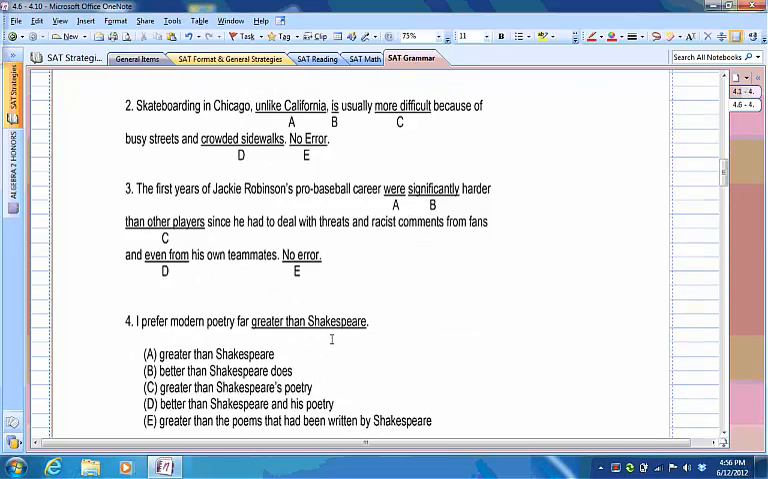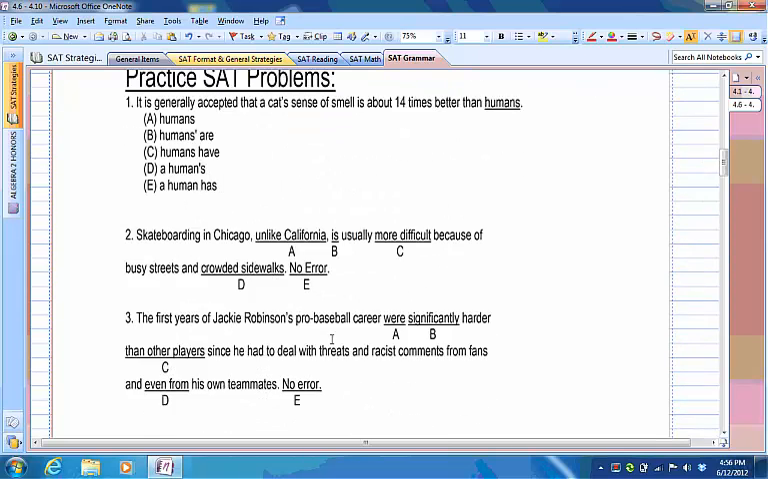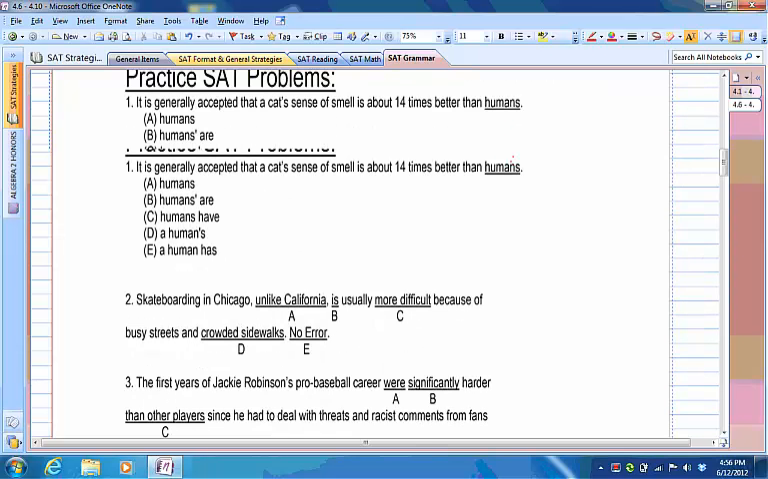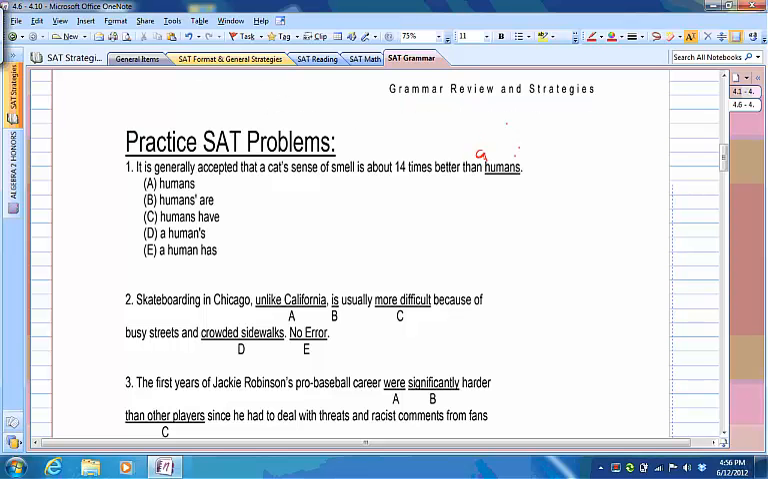So start with number 1. It is generally accepted that a cat's sense of smell is about 14 times better than a human's. Than a human's. That's how I would say it. So I'll go with D on that one. So that way the comparison is logical.